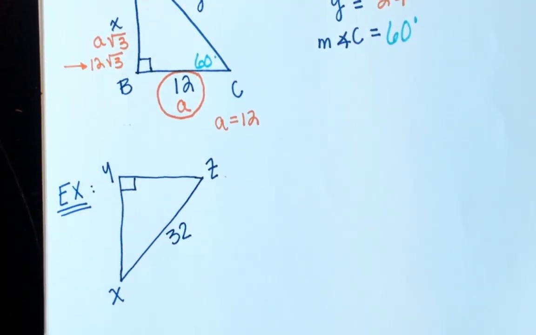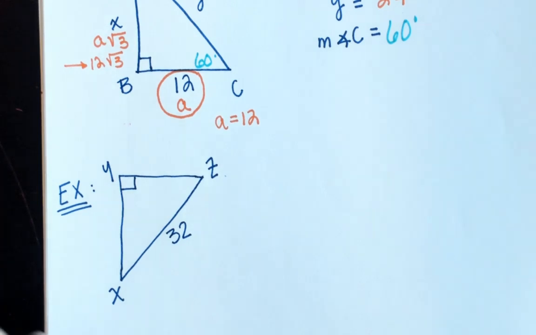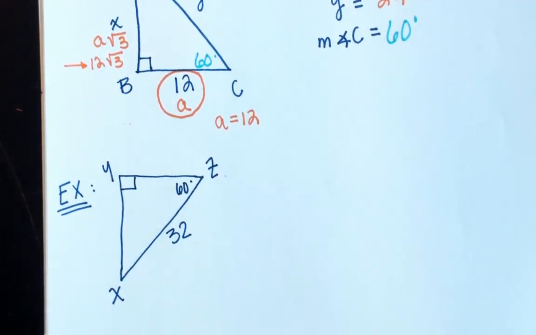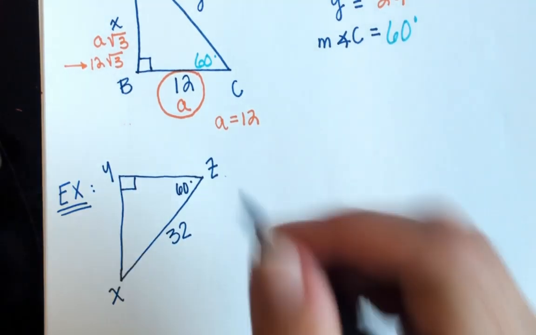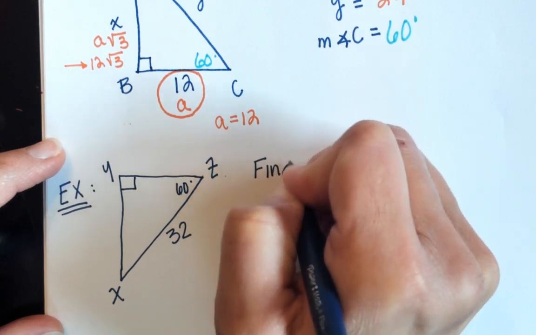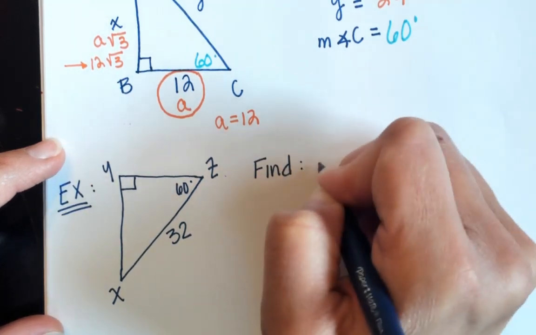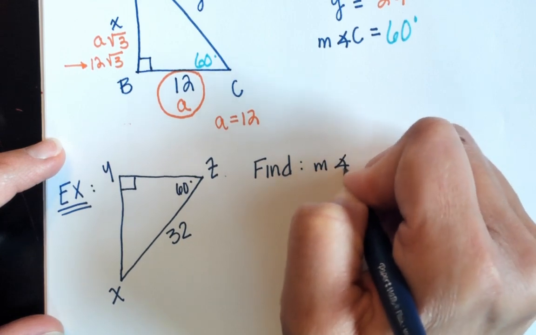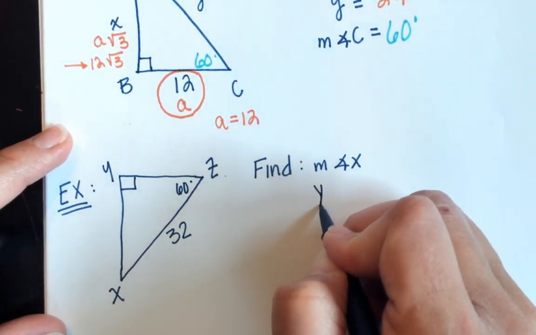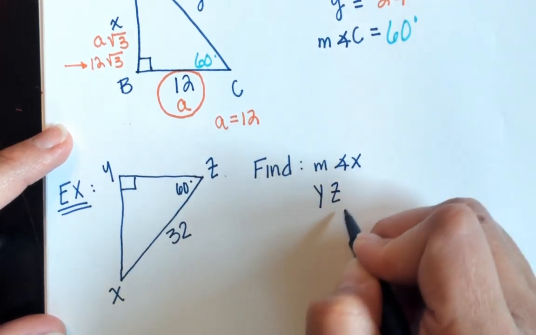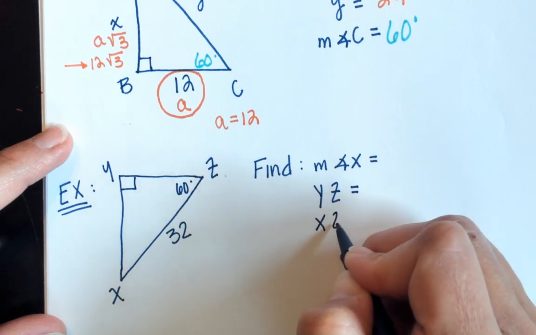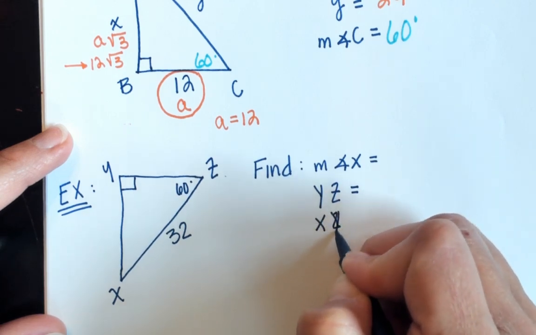So we are going to label that guy as 32. I'm going to give you that one is 60. And the directions would be: find the measure of angle X, Y, Z, and X. Oops, X, Y.